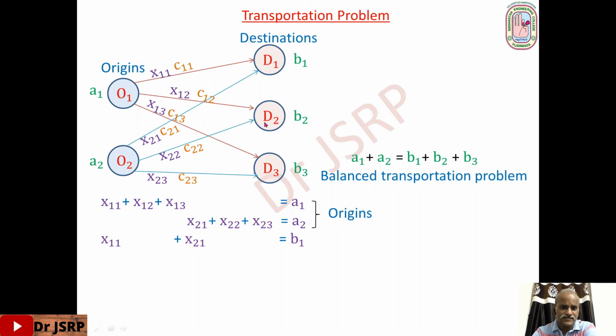Okay. Similarly for second destination. Total number of units transported to second destination from first origin x12, from second origin x22, sum of these x12 plus x22 should be equal to required amount at second destination, that is B2. Similarly for third destination, x13 plus x23 equals required amount at third destination, B3. So we get equality type. So these three constraints are corresponding to destinations. Okay. So total, these are the constraints to satisfy.